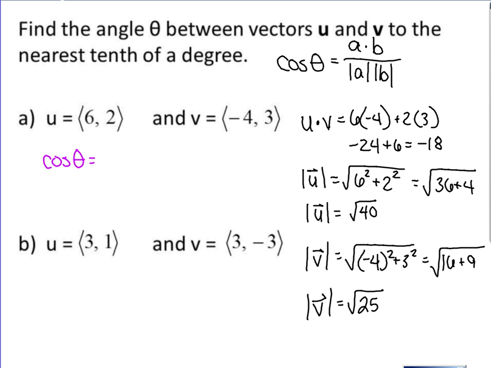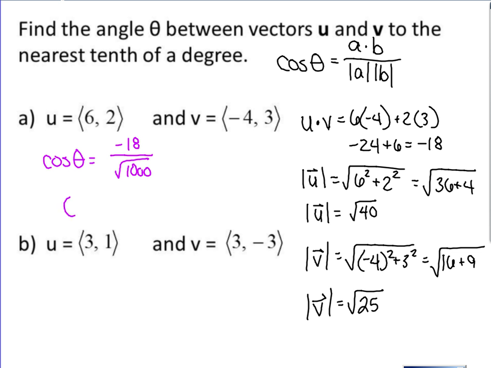So we know that the cosine of theta is equal to a dot b, which we have found a value of negative 18, over the magnitude of a times the magnitude of v. Since both of them are in the square roots, we can multiply those values together. 40 times 25 gives us 1,000. So our denominator is going to be radical 1,000.